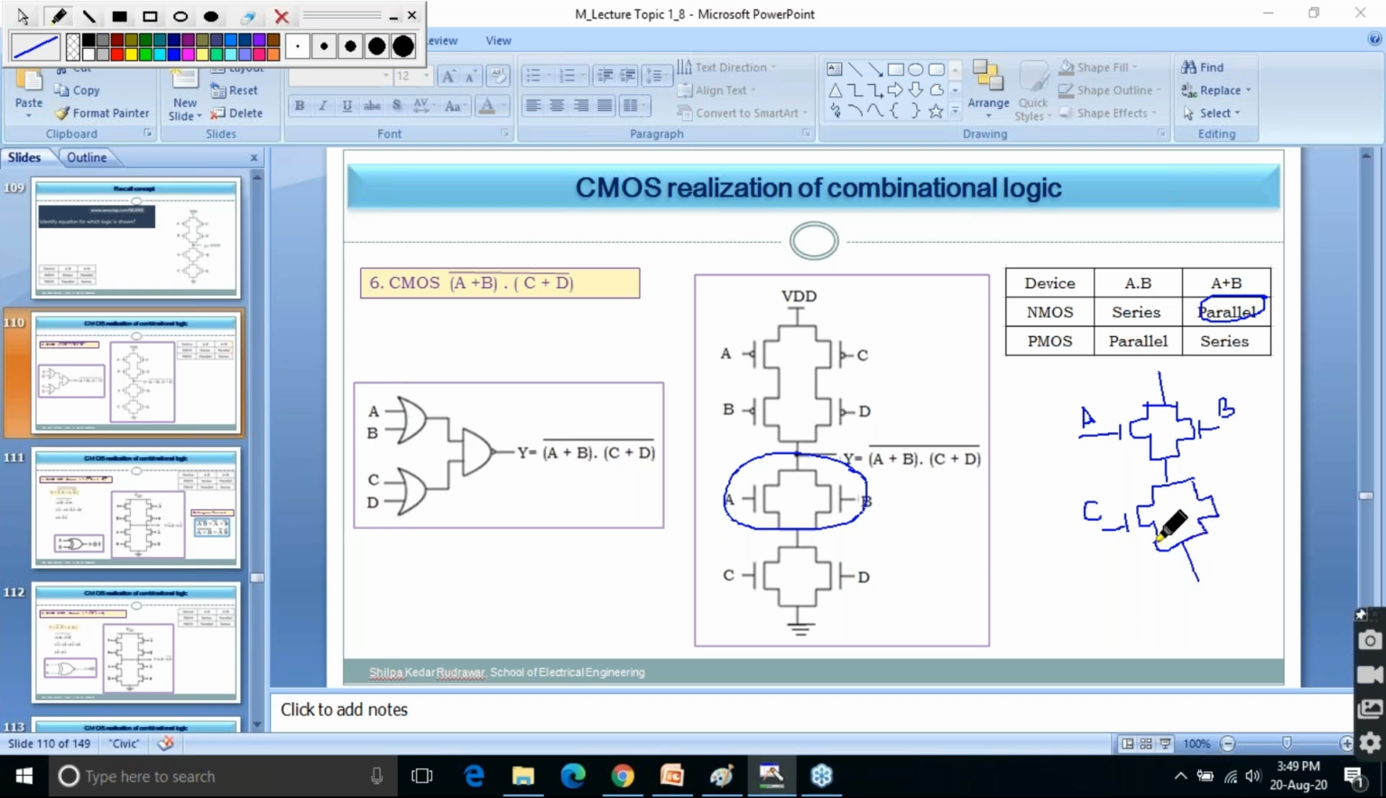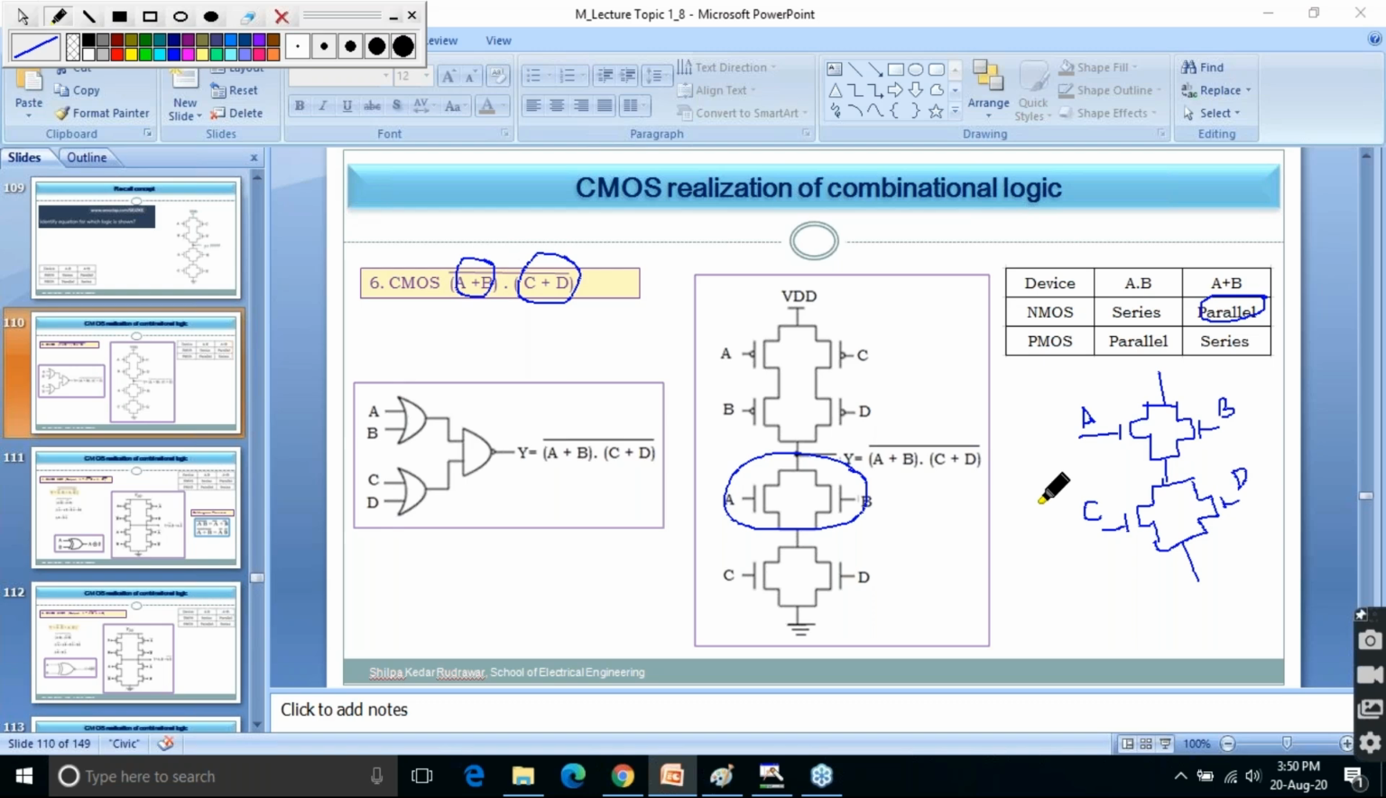So likewise, we have connected these two transistors in parallel. Now C, D. At the same time, you need to give notation, otherwise you will be confused whether to give C, D, A, B. So this way you have implemented it. What is the meaning of that? A plus B is a parallel combination of NMOS, and this is a parallel combination of NMOS, and they are in series. So this is one parallel combination, another parallel combination, and they are connected in series because of this dot.